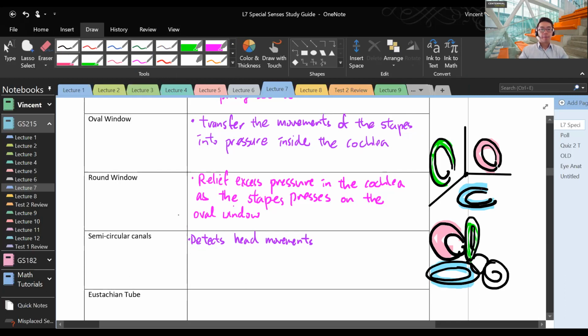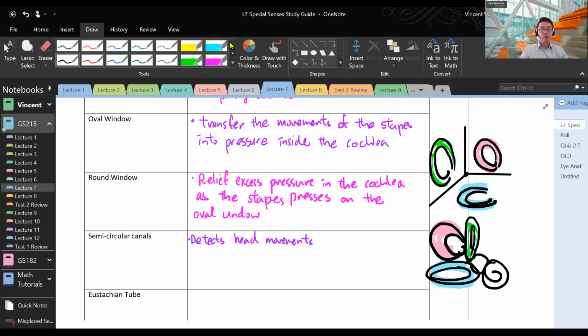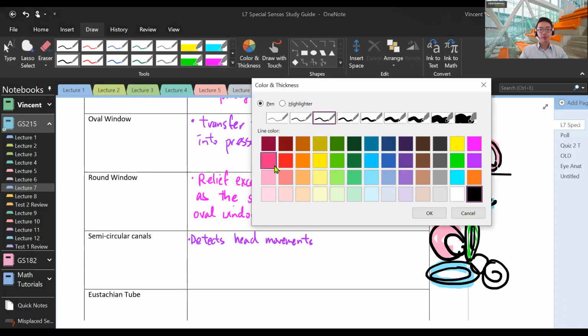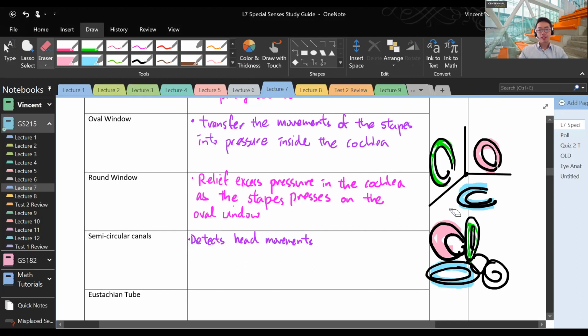So let me write them down for you using the same color. Okay, so this one that is parallel to the wall in front of us, that is the posterior one. Posterior semicircular canal. That one is stimulated when you tilt your head from side to side like that. Okay, tilting the head.